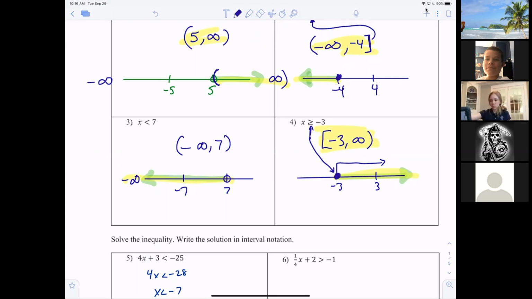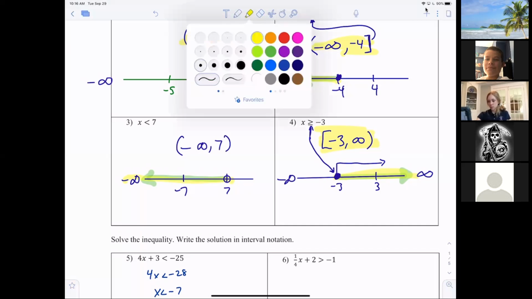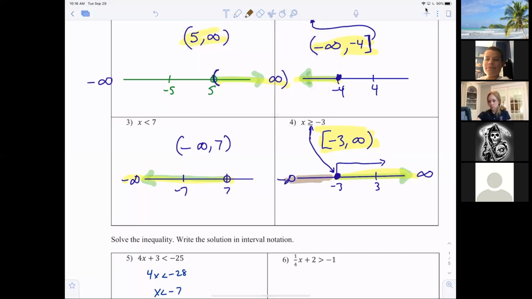Which one's first? Because you always read left to right. So here's what I'm trying to tell you. This right over here is negative infinity, and this is infinity. Do you understand that? So as you're reading from left to right, are we including these numbers right here? Are we including these numbers?